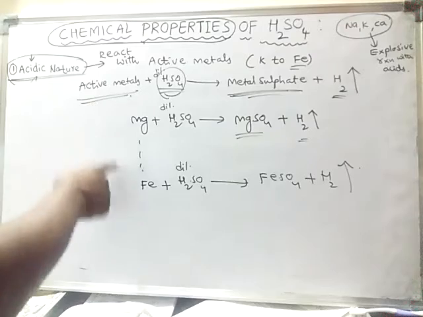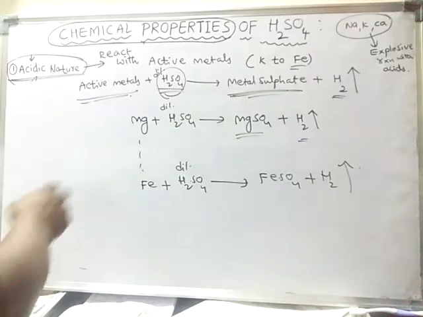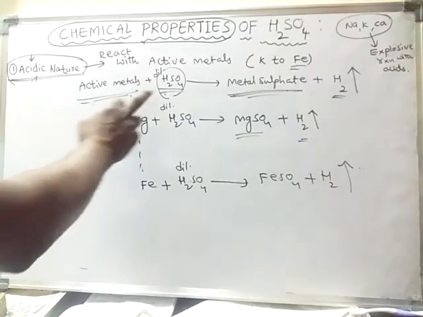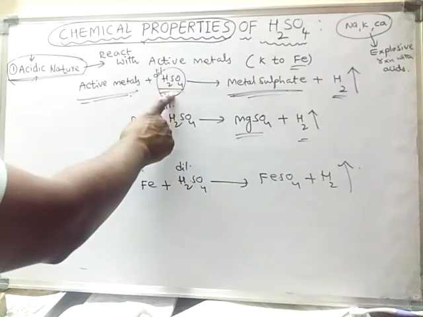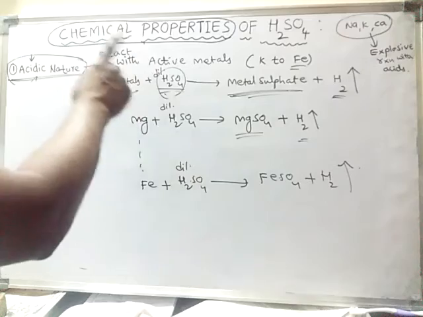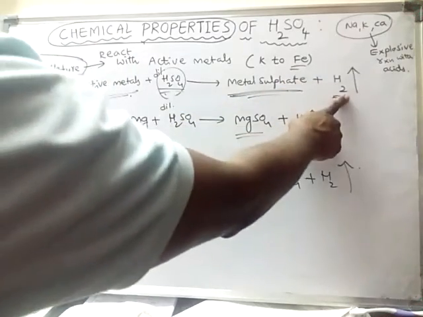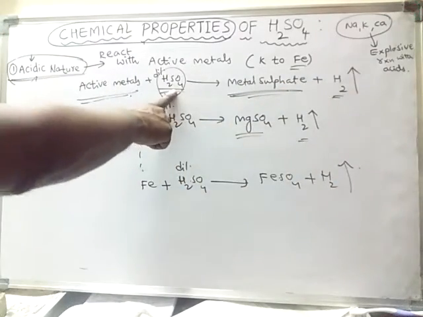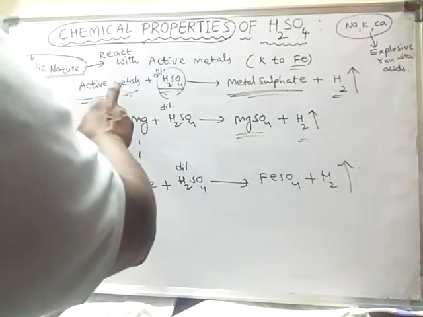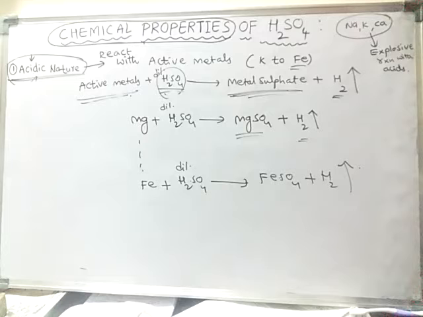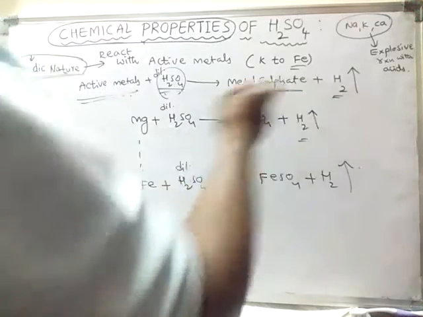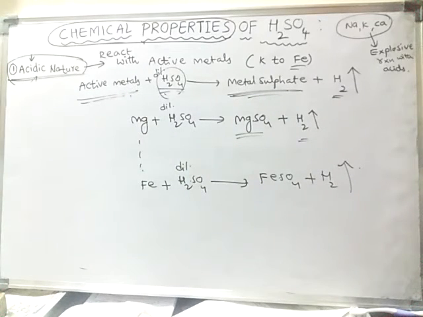Okay, so this is one reaction which shows the acidic nature of sulfuric acid. Because sulfuric acid is showing acidic nature, what happens? It will react with metals and liberate hydrogen gas. Generally, all other acids, when they react with metals, liberate hydrogen gas, except nitric acid.